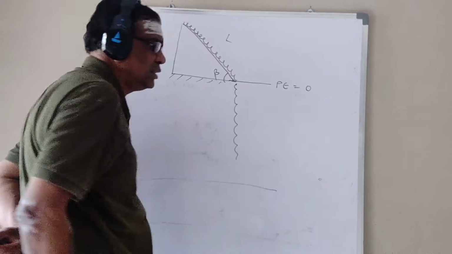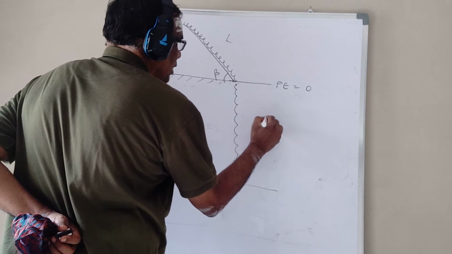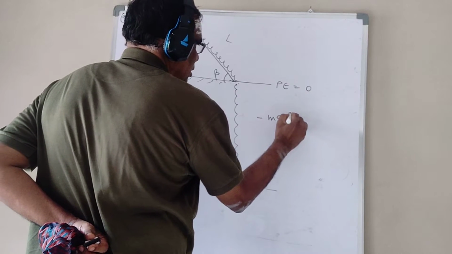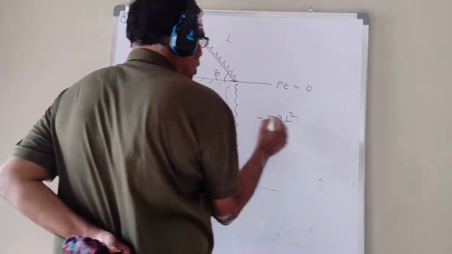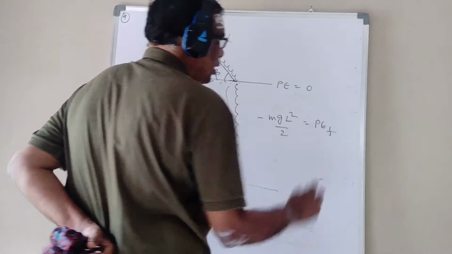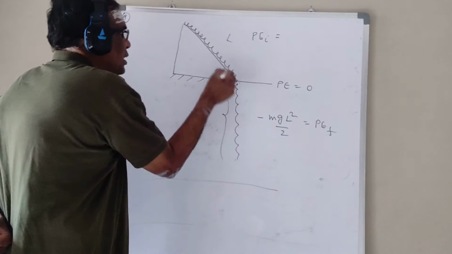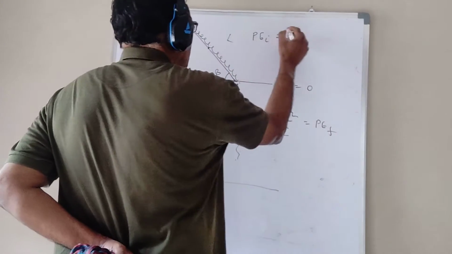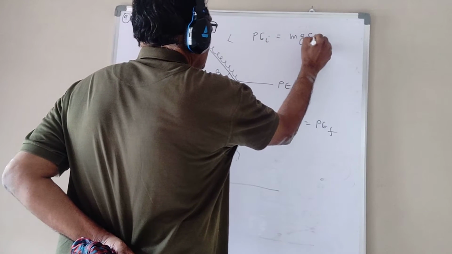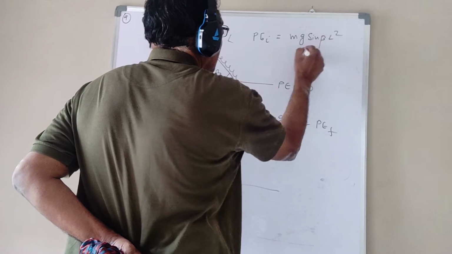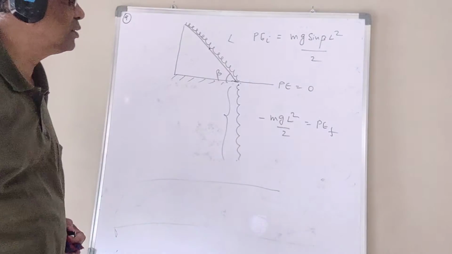This PE is 0. PE here is minus mg. I need not do this every time, but this is PE final. What is PE initial? We just did this. From here, what did we get? mg sin beta L squared by 2. We have just worked it out. If you see that, okay?